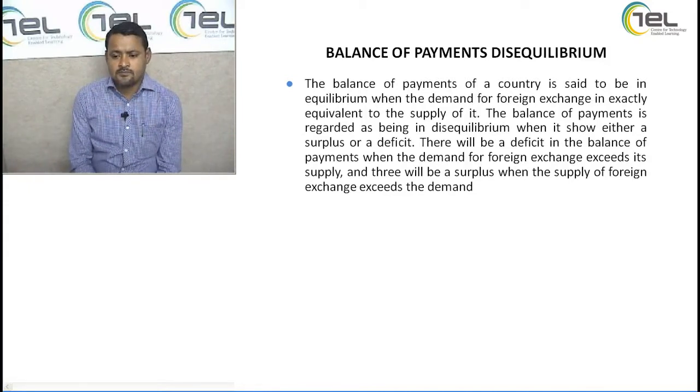The balance of payment in disequilibrium. I have already told you that the balance of payment of a country is said to be in disequilibrium when the demand for foreign exchange is not equal to the supply of it. The balance of payment is regarded as being in disequilibrium when it shows either a negative or a positive balance. Positive is surplus, otherwise it's a deficit. There will be a deficit when the demand for foreign exchange exceeds supply, and a surplus when the supply of foreign exchange is greater than the demand. So the balance of payment of most countries is in disequilibrium nowadays.